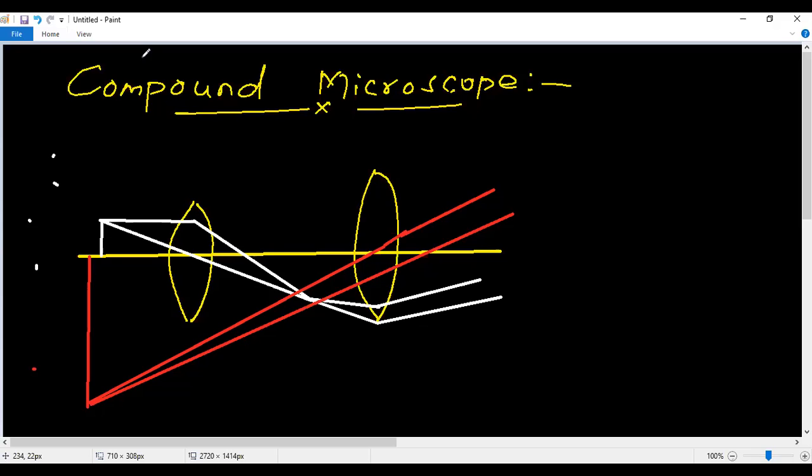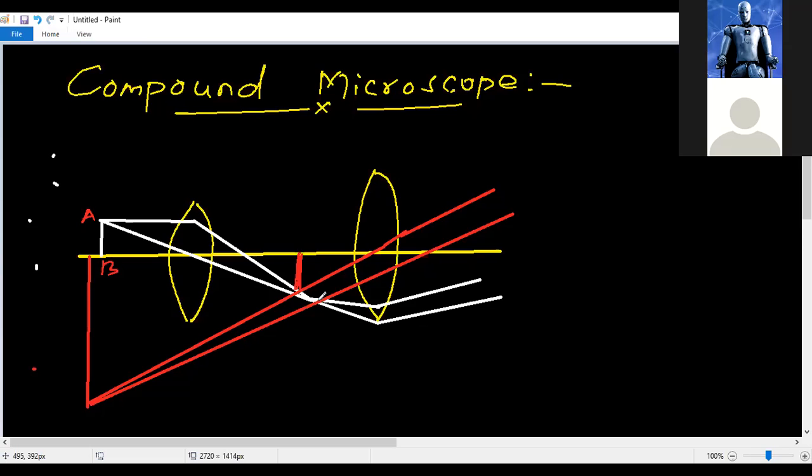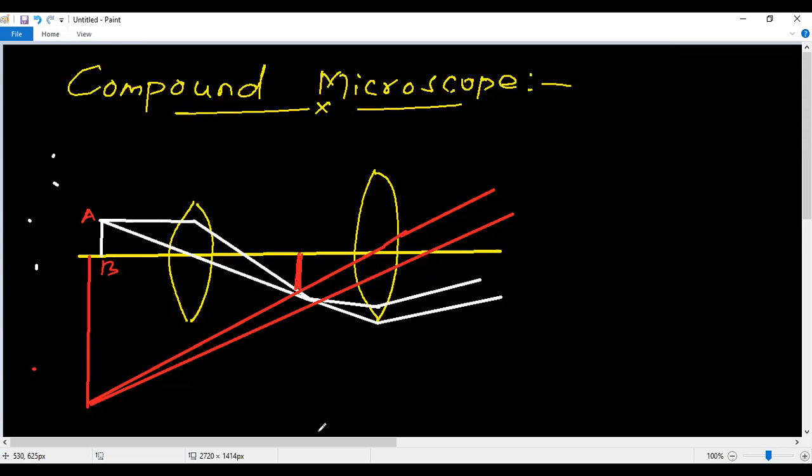Now listen, ma'am. Everyone listen here. The object BA, I will get the image in this area. This is the image location, B dash A dash.